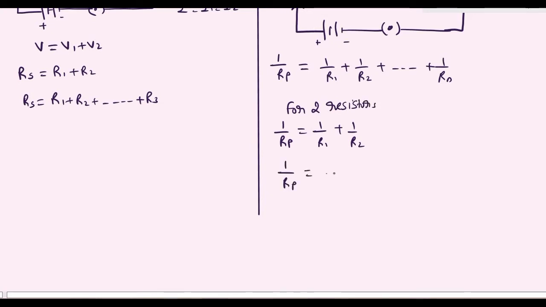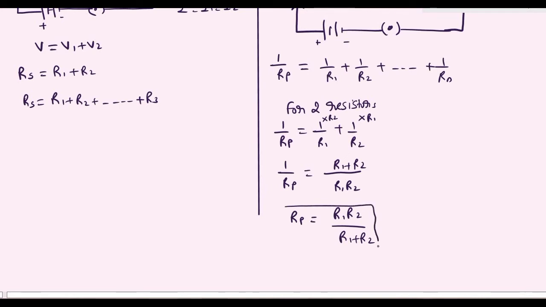Now I am taking the LCM of the right hand side. What is the LCM on the right hand side? R1 and R2. Here I am multiplying with R2 and here I am multiplying with R1. In the numerator I will get R1 plus R2. If I reciprocate it, I will get Rp is equal to R1 into R2 divided by R1 plus R2.